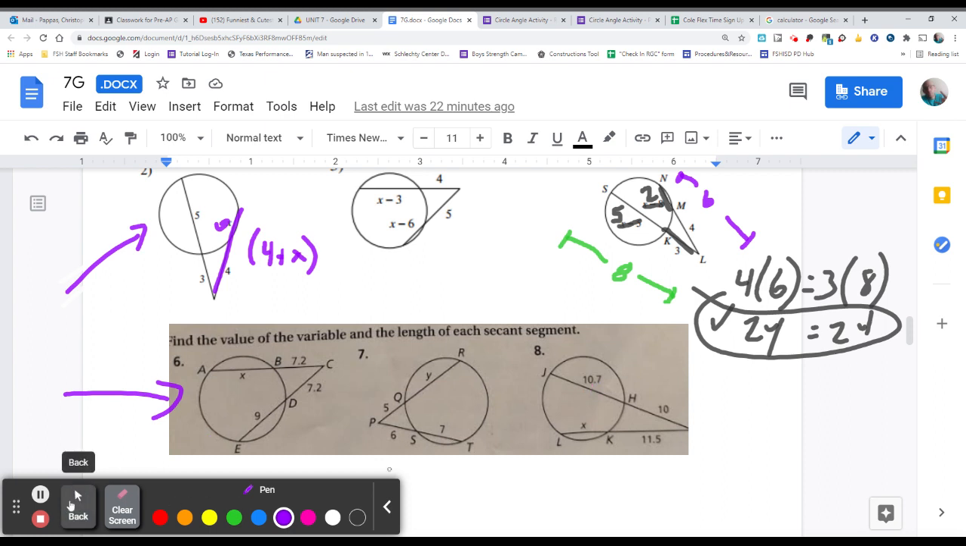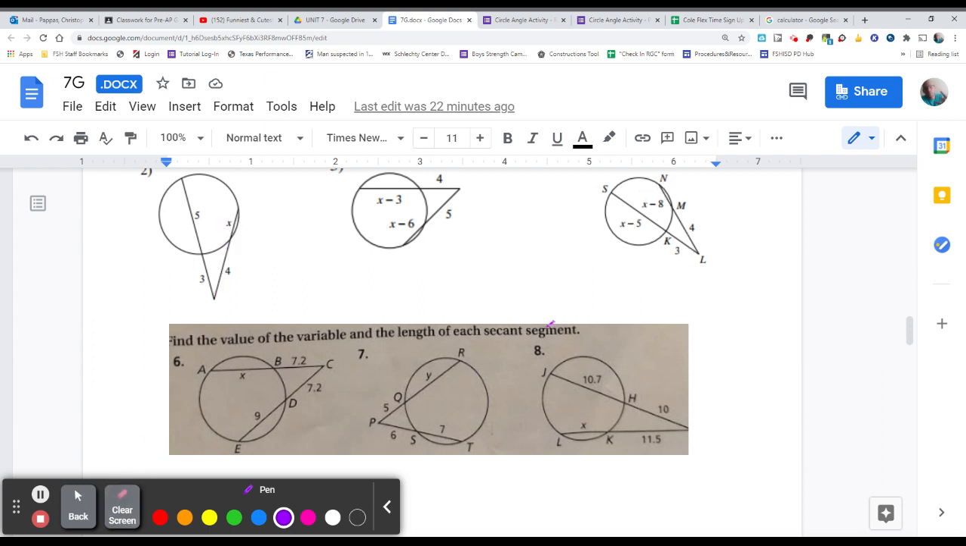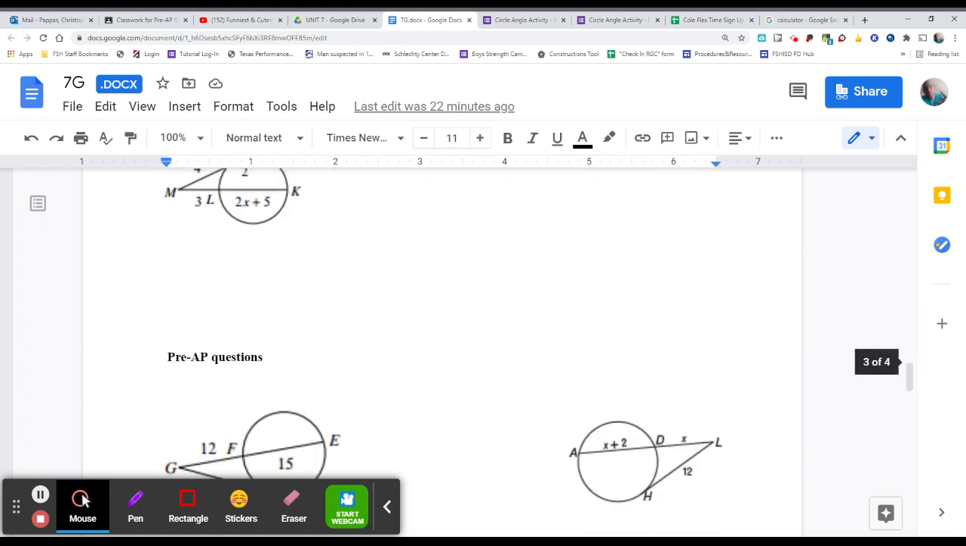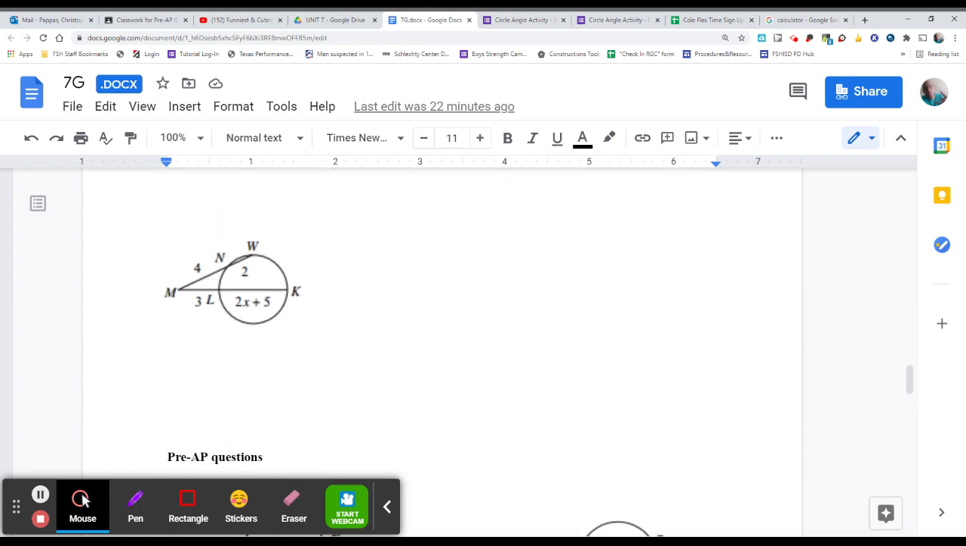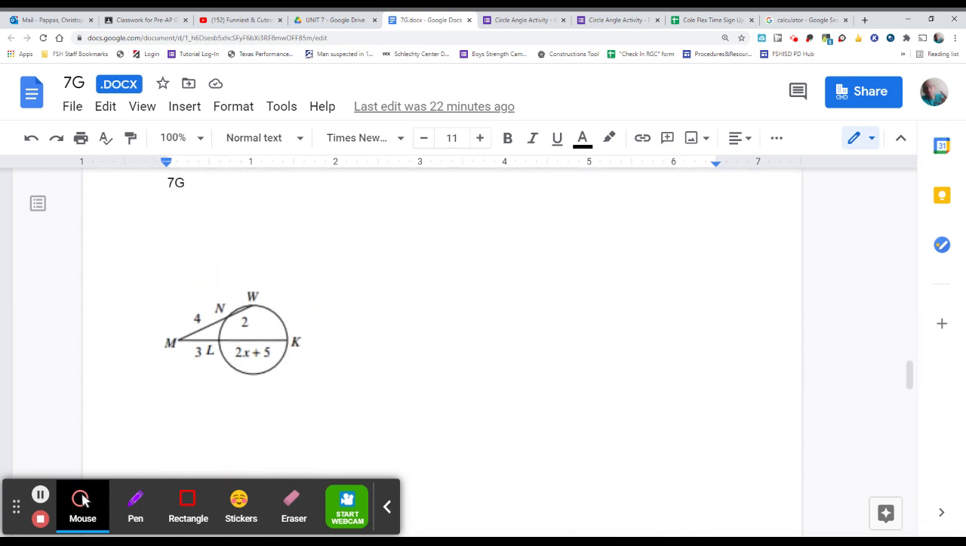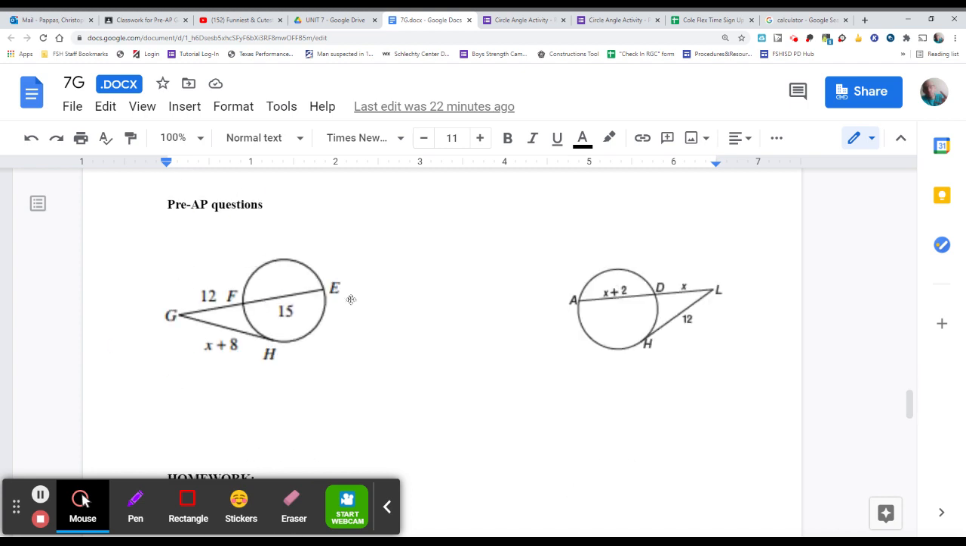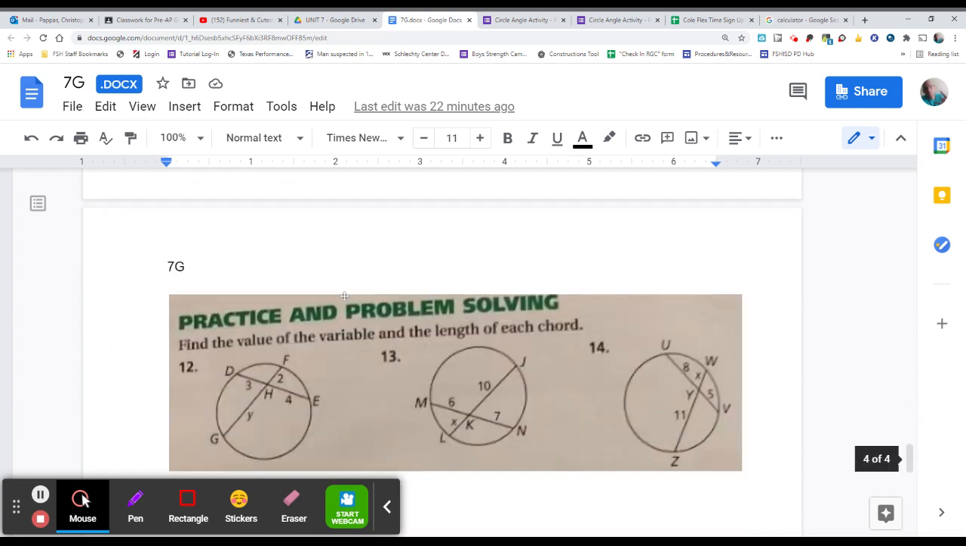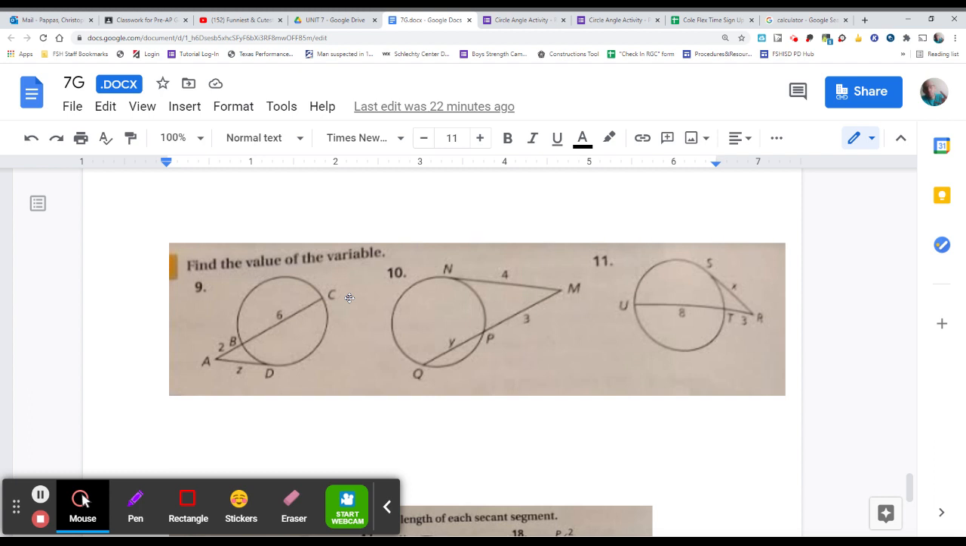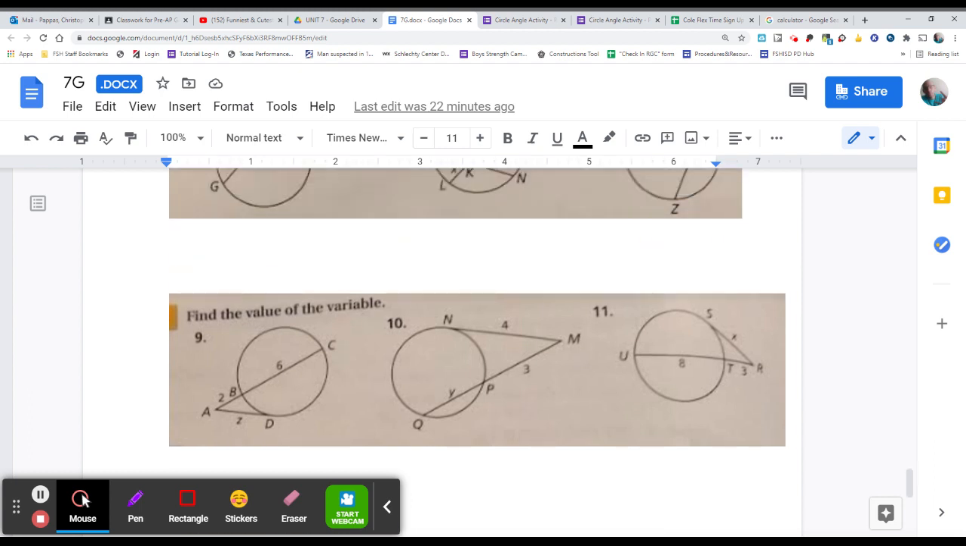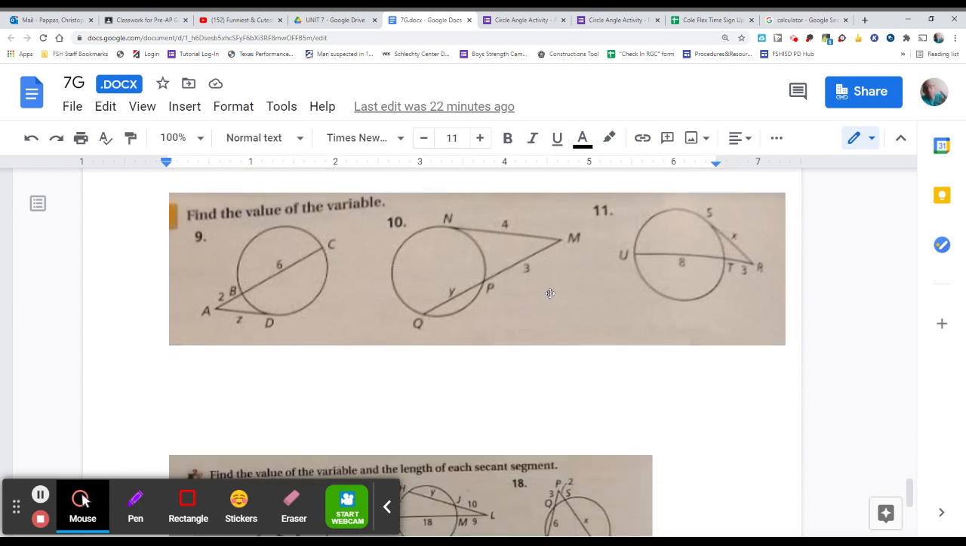Last thing I want to talk about is if we have secant tangent. Okay, secant tangent. So if we have, and I'm going to close this out. I'm going to clear that screen. If we have secant tangent, I don't know if we have any of these on here. Here, like this one down here. No, it's not. Never mind. Sorry. All right, so we're looking at these ones like on 9, 10, and 11 right here.